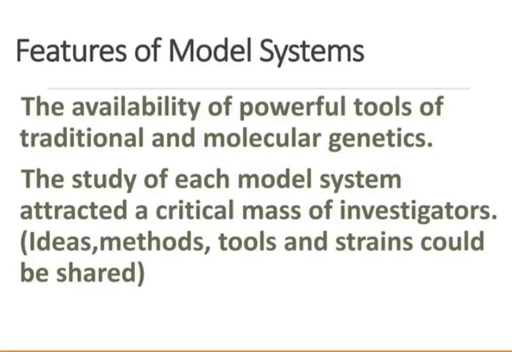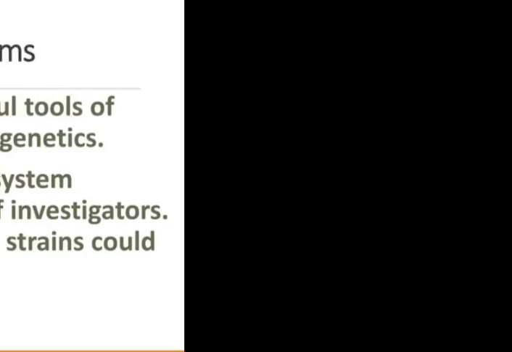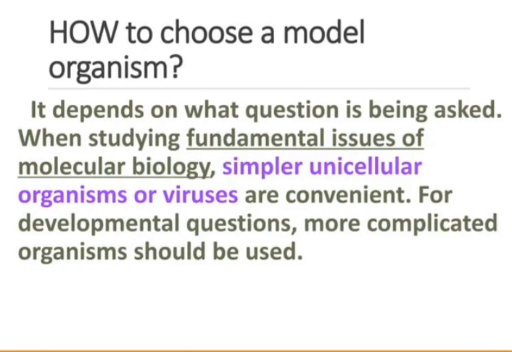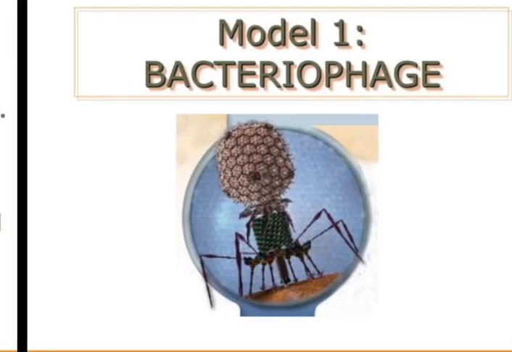The study of each model system attracted a critical mass of investigators, so ideas, methods, tools and strains could be shared. How to choose a model organism? It depends on what question is being asked. When studying the fundamental issues of molecular biology, simpler unicellular organisms or viruses are convenient. For developmental questions, more complicated organisms should be used.